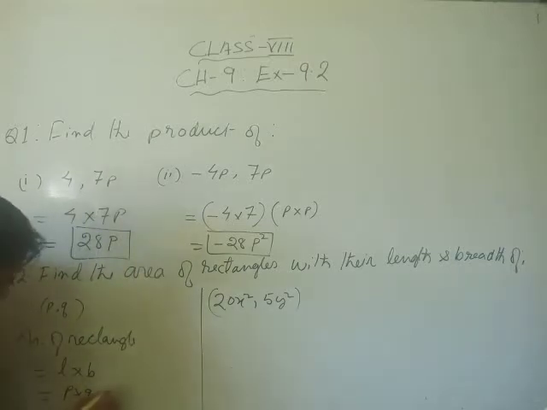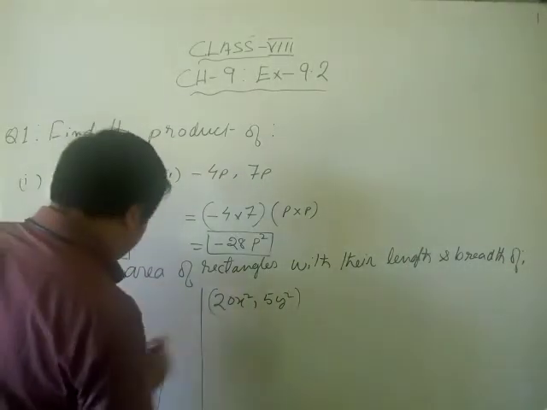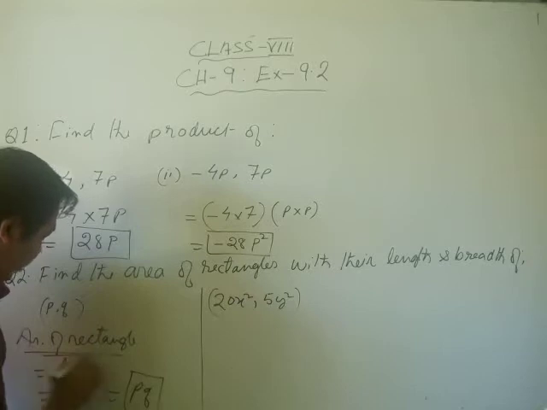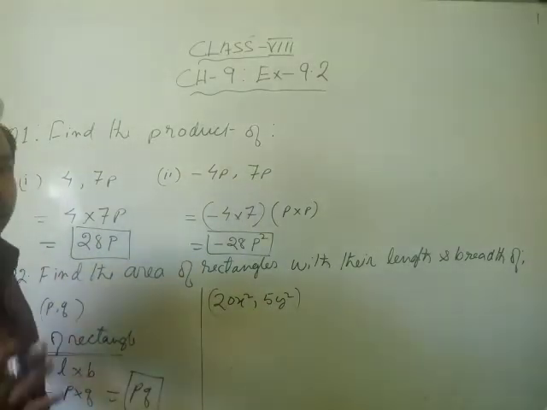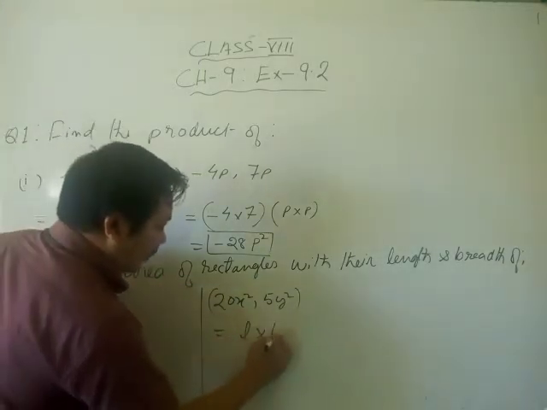That means PQ. So the answer is PQ. There is no power here because we are only multiplying single terms; no repeating or same terms are multiplying. So we don't need to give any power here. We just multiply P and Q, so PQ. The statement or expression of the area of the rectangle is not needed to be written; this is only for your understanding. So next we have to do length into breadth. So what is the length?